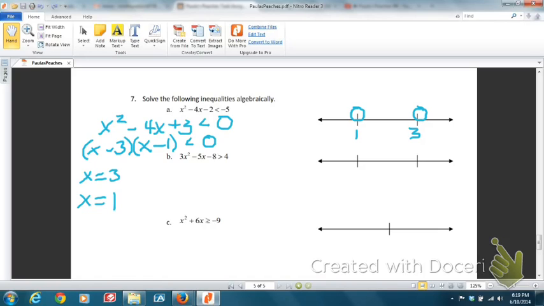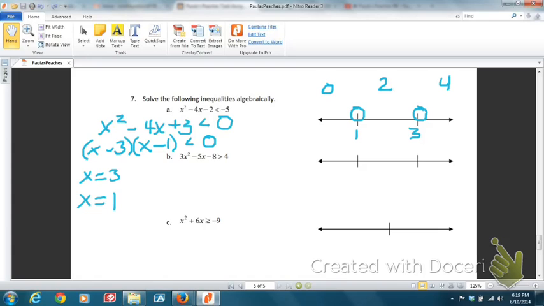Alright, after I do that, then I need to pick test numbers, and that's numbers in the interval. So since this is from negative infinity to 1, a good number to use would be 0. Between 1 and 3, a good number would be 2. And then from 3 to positive infinity, a good number would be 4. So what we're going to do with these numbers is to substitute them into the inequality.